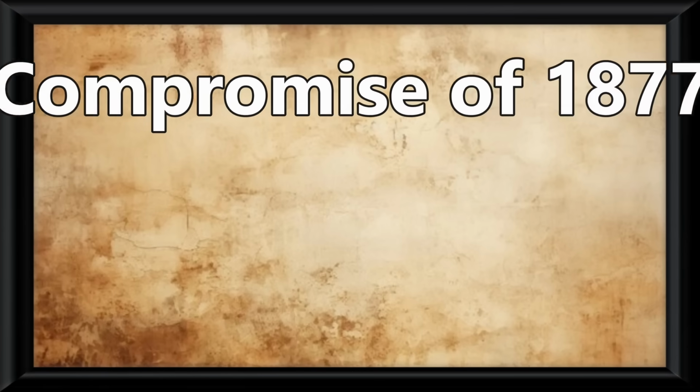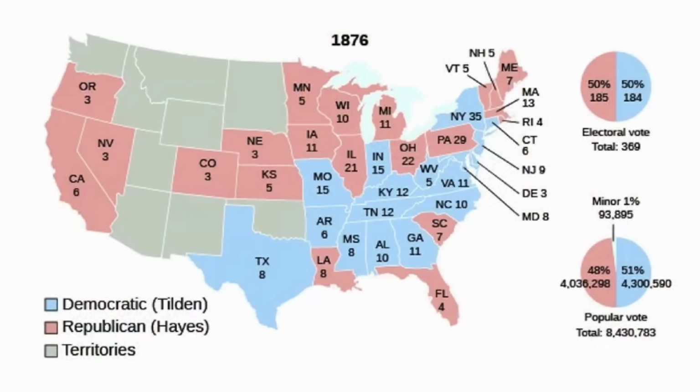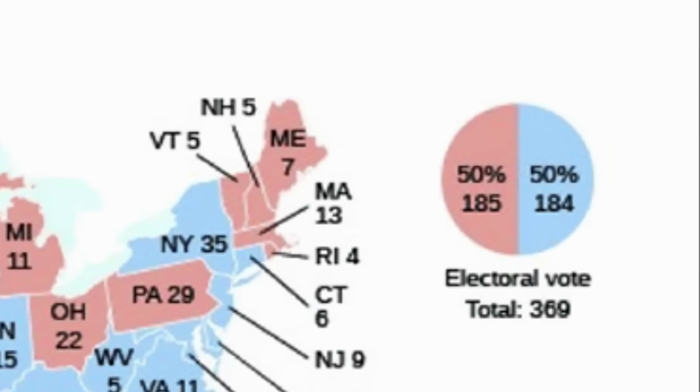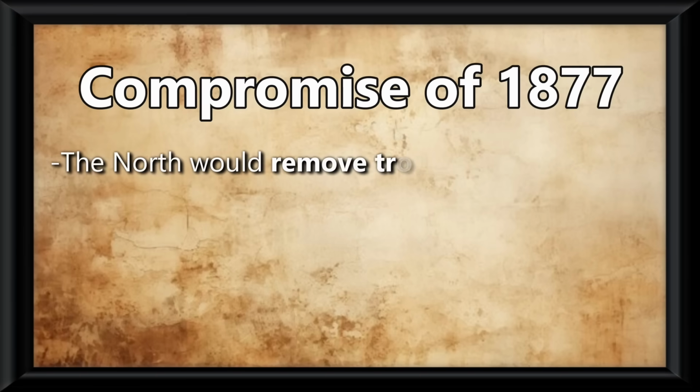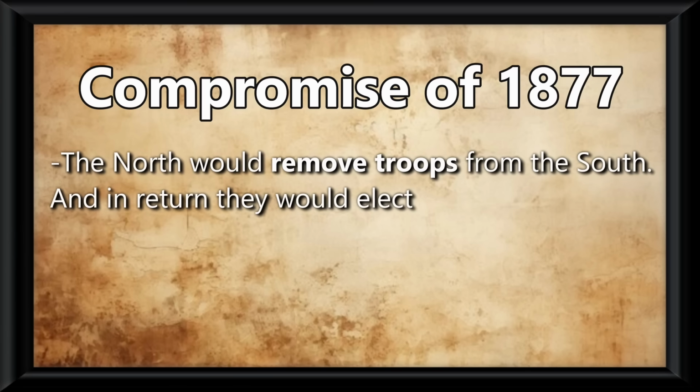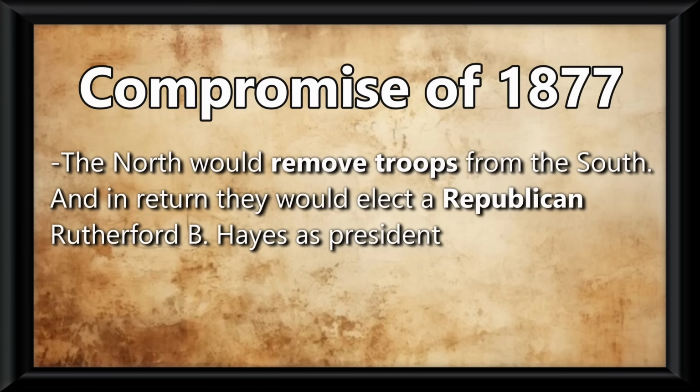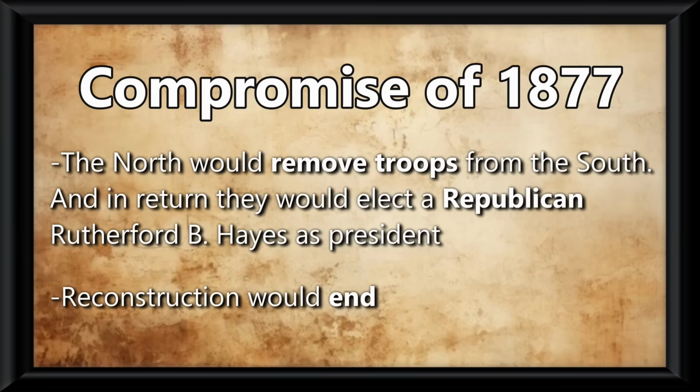And then came the final nail in the coffin, being the Compromise of 1877. Essentially, the 1876 presidential election was a mess, so Republicans and Democrats made a backroom deal. The North would remove troops from the South, and in return they would elect a Republican, Rutherford B. Hayes, as president. But this would mean Reconstruction would end, and the South could do whatever it wanted. So, that's exactly what happened.